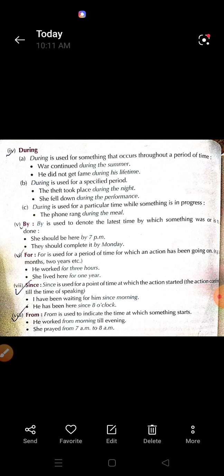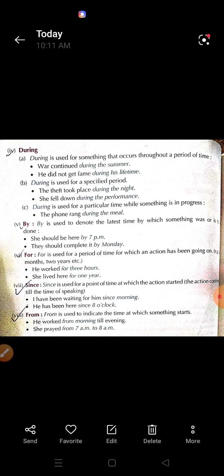You cannot write that she lived here since 1 hour. No, you need to write for 1 hour. Since is used for a particular point of time. I was doing the work since morning. She has been dancing since evening, like this. So since is used for a point of time at which the action started and continued till the time of speaking. I have been waiting for him since morning. So at a particular point of time, this work started, that is in the morning. He has been here since 8 o'clock.